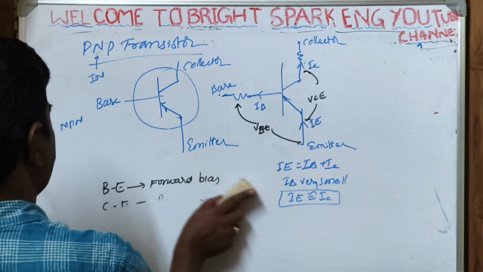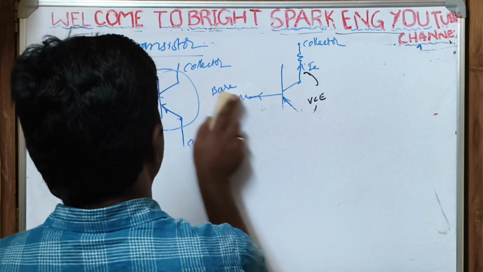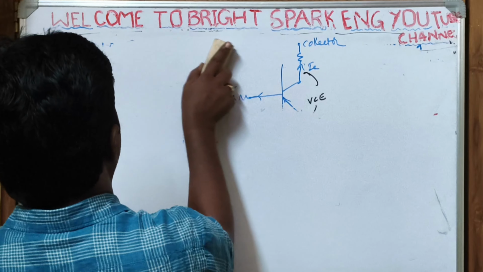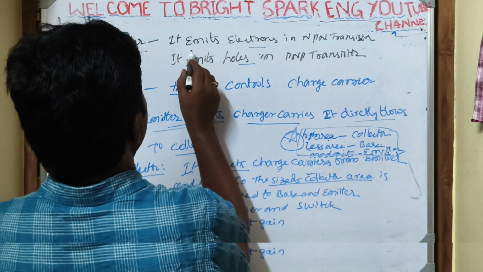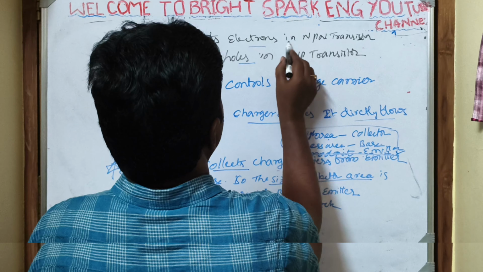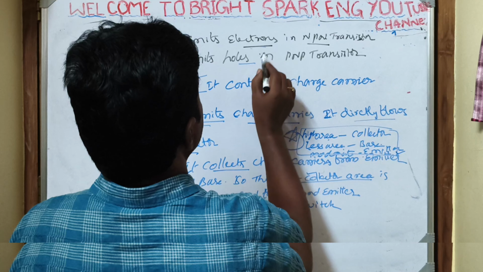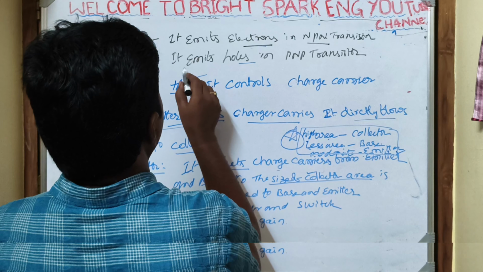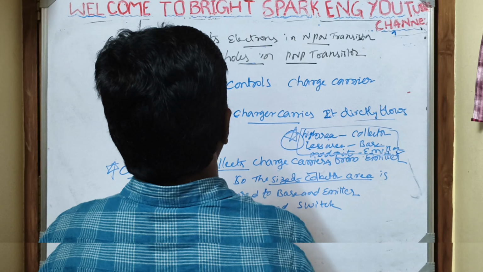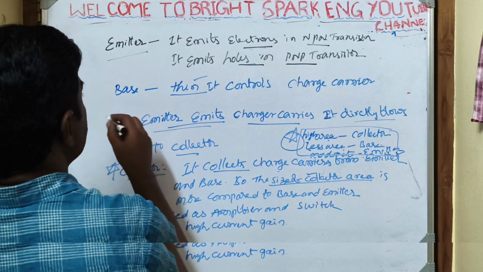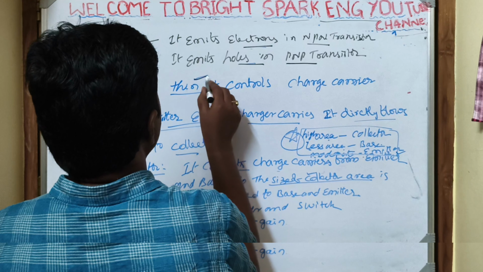Okay, next. Here the emitter emits electrons in NPN transistor. Similarly it emits holes in PNP transistor. The base is thin in size.